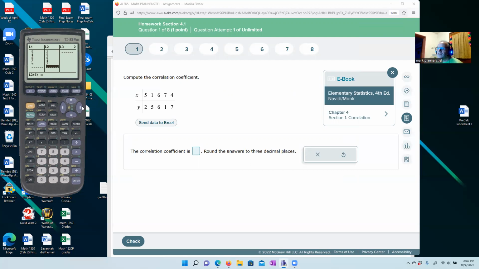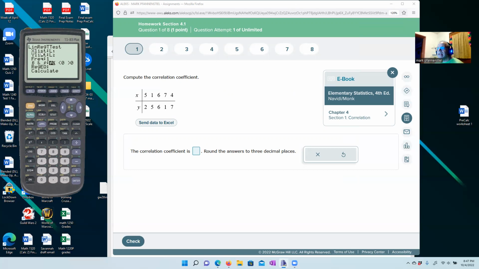Okay. So what we're going to do now is go to stat, and then go to tests. In this calculator, I think the 84 actually has a little bit different thing here. So I want to go down to where it says LinRegTTest. That's going to give me all the information I need to be able to do this problem. So we're going to hit enter.